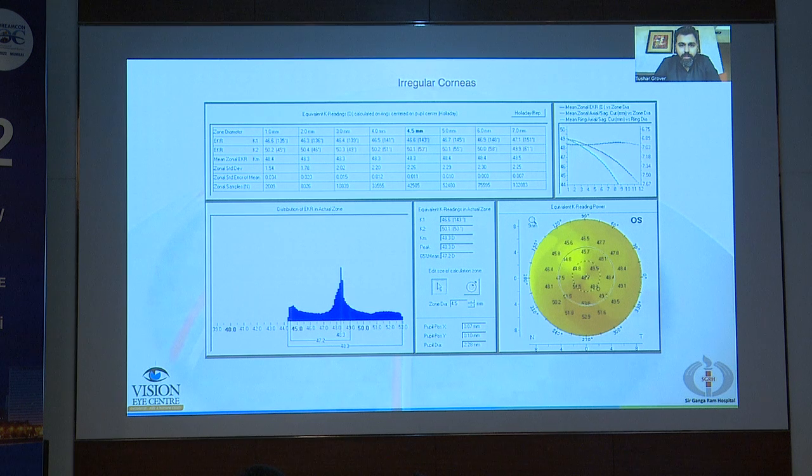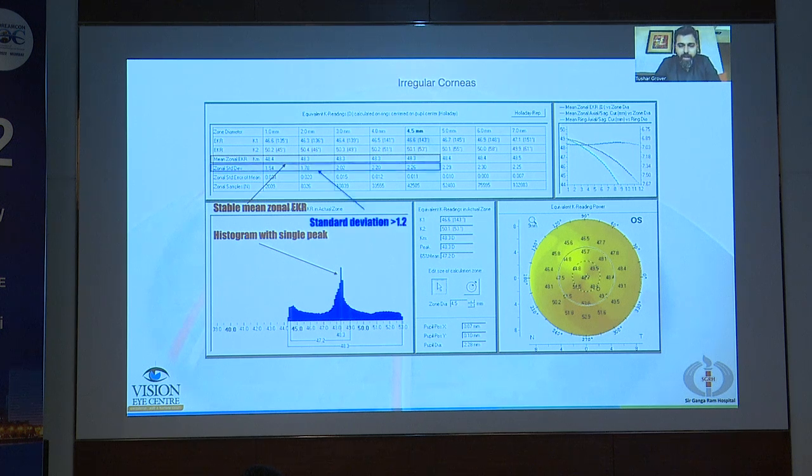Now, this, on the other hand, is a much more irregular cornea. You can see that the histogram also is a little spread out. There is a peak, but there is a lot of variation, and the standard deviation is quite high as well. So in this particular patient, I would try to avoid a multifocal lens.